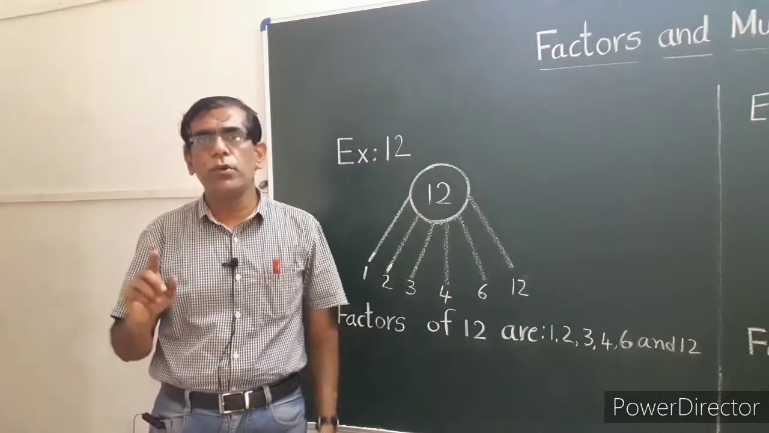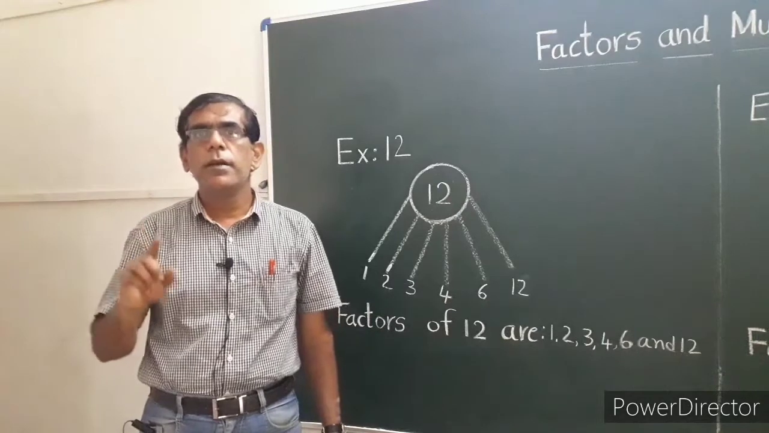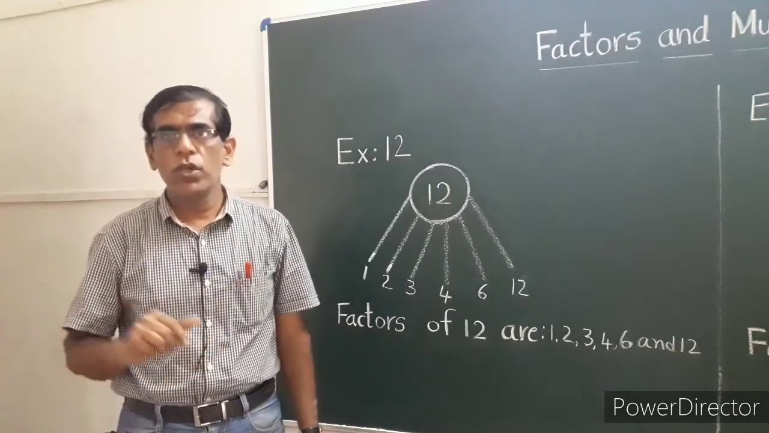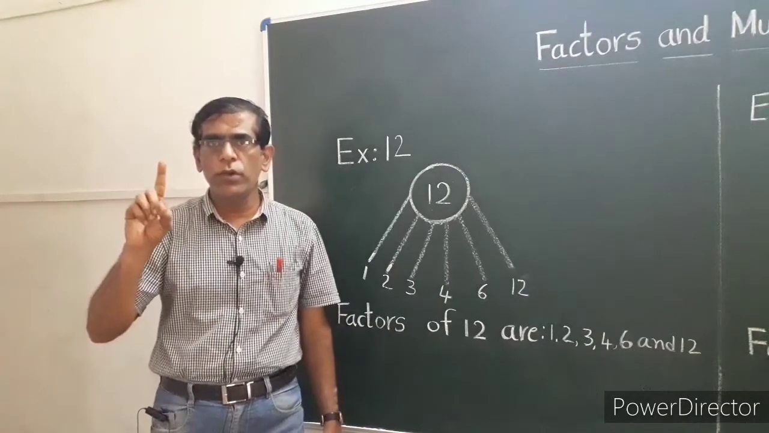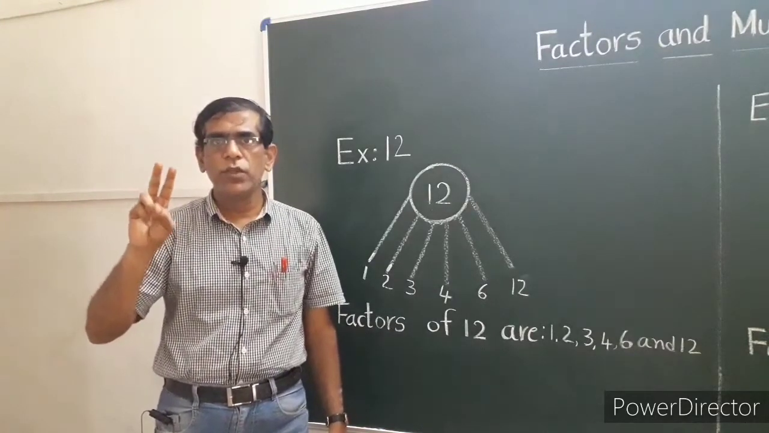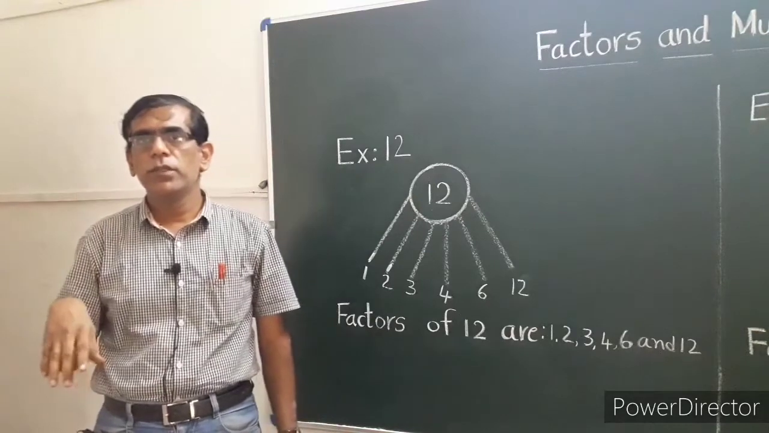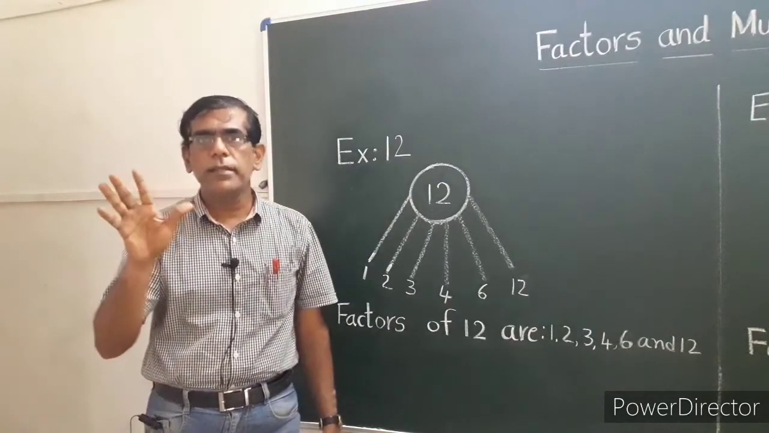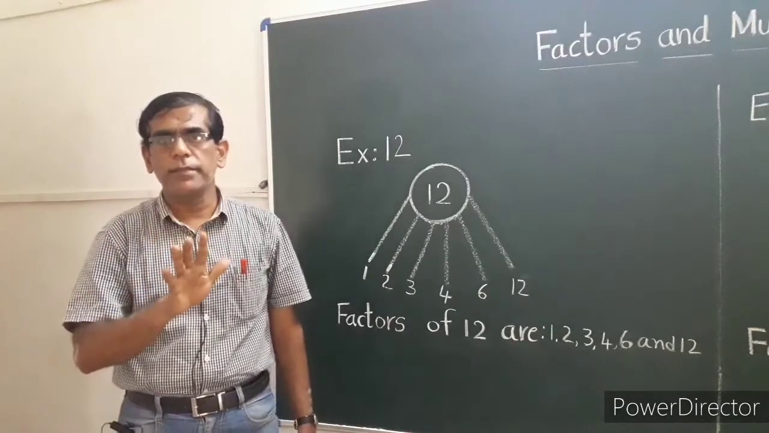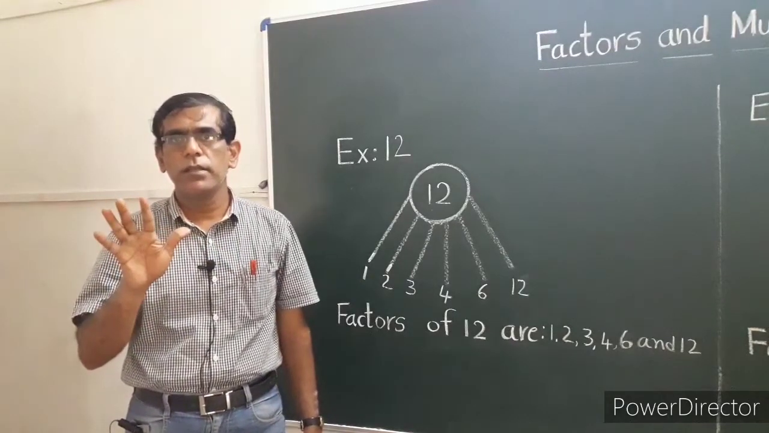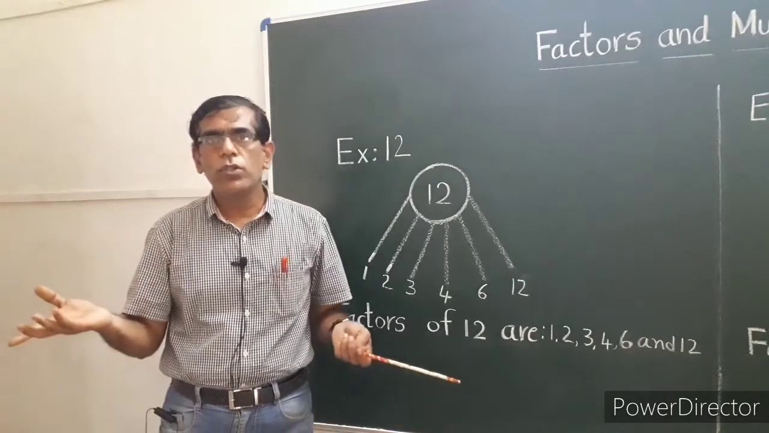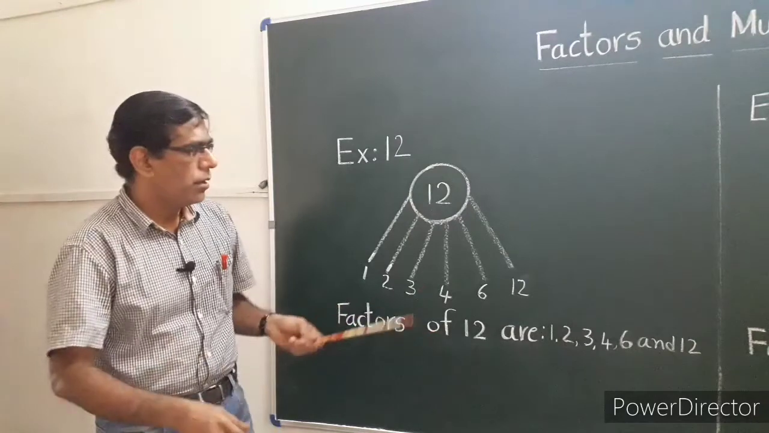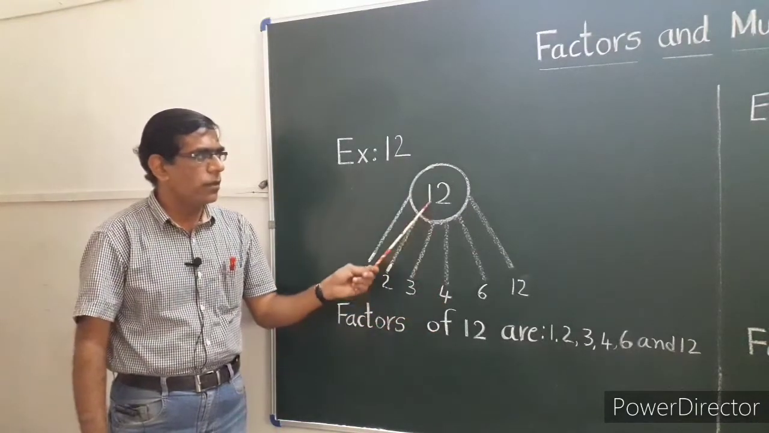Now I distribute 4 chocolates per child. So 4 ones are 4, 4 twos are 8, 4 threes are 12. So here 3 children get these chocolates. So no chocolates are left. So 4 is a factor of 12.